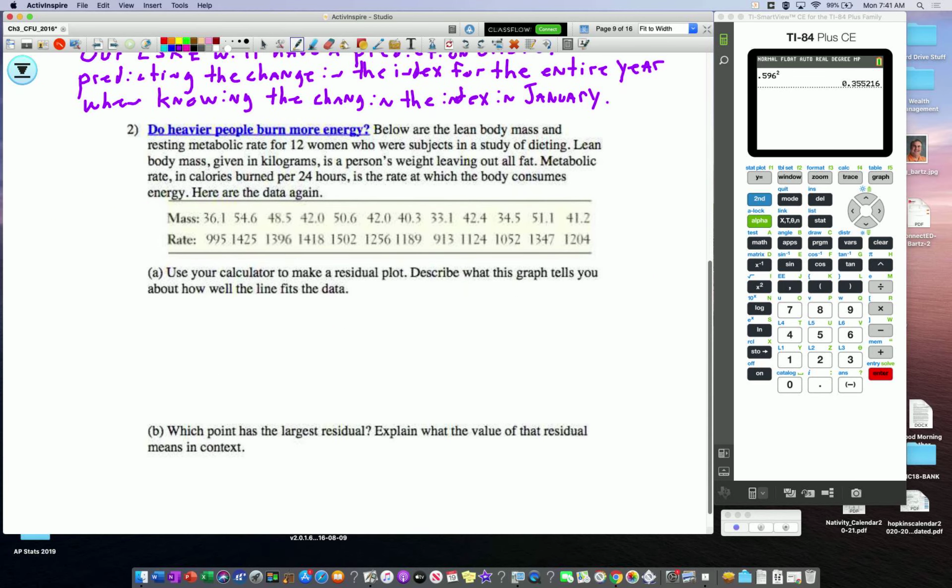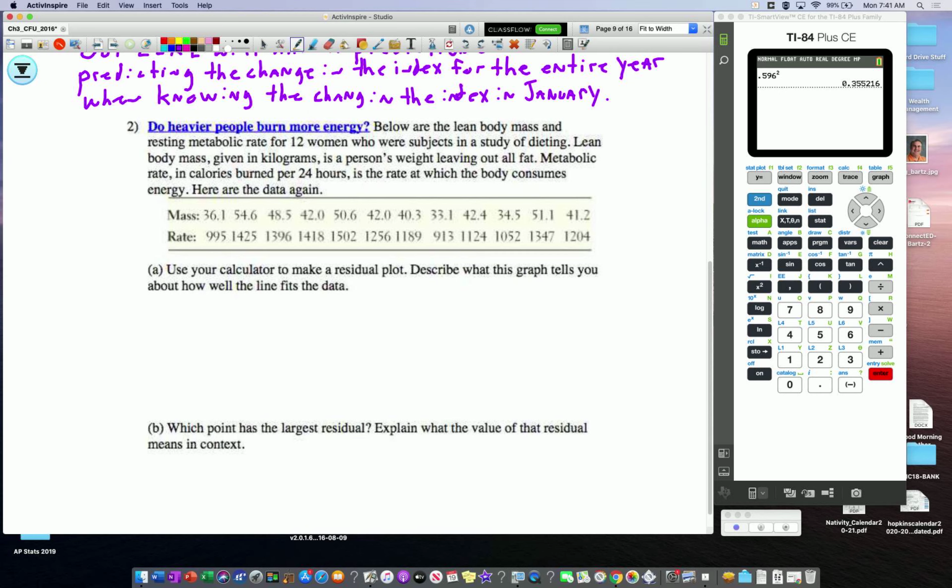All right, number two. We've already done this one in 3.4, where you're trying to find the line of best fit. Here it says below are the lean body mass and resting metabolic rates for 12 women who were subjects in a study of dieting. Lean body mass, given in kilograms, is a person's weight leaving out all fat. Metabolic rate is the calories burned per 24 hours at the rate the body consumes. Basically, we're trying to see their lean body mass versus their metabolic rate. Is there a nice linear prediction here?